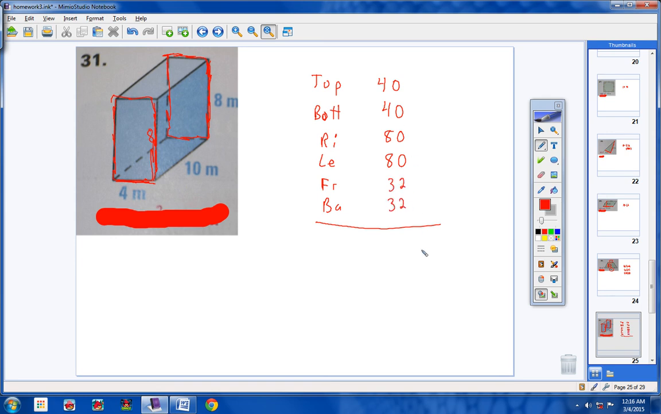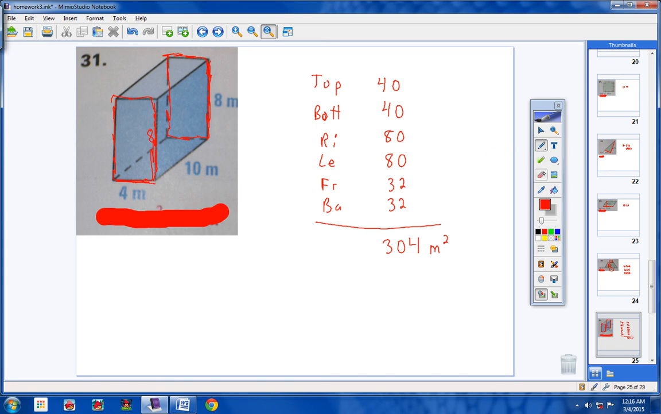Okay, let's quickly add these up. We get 40, 80, 160, 192... and the surface area will be 304 meters squared. All right, so we found the area of each side, all 6 of them, and added them up.